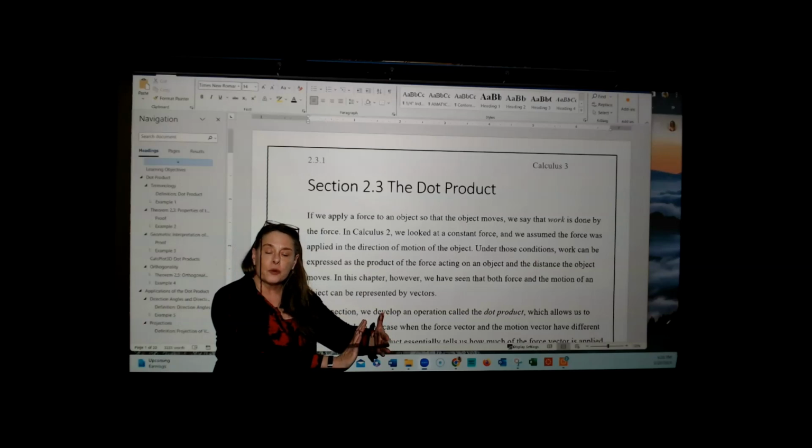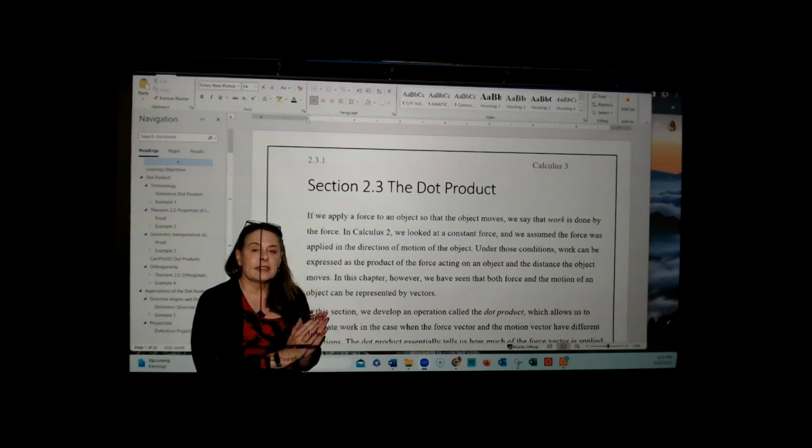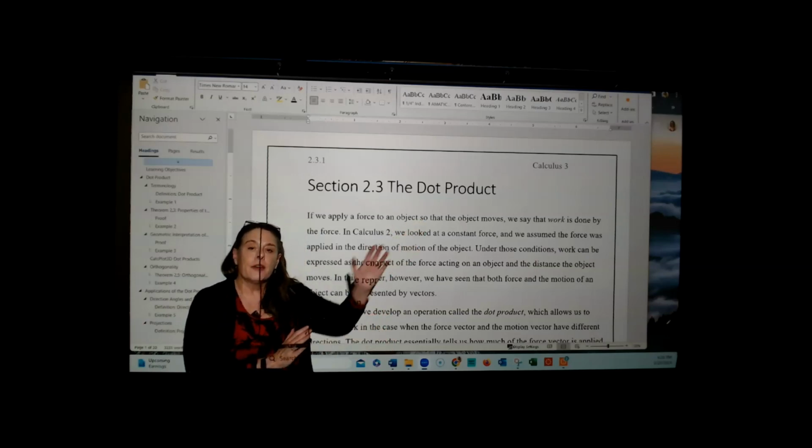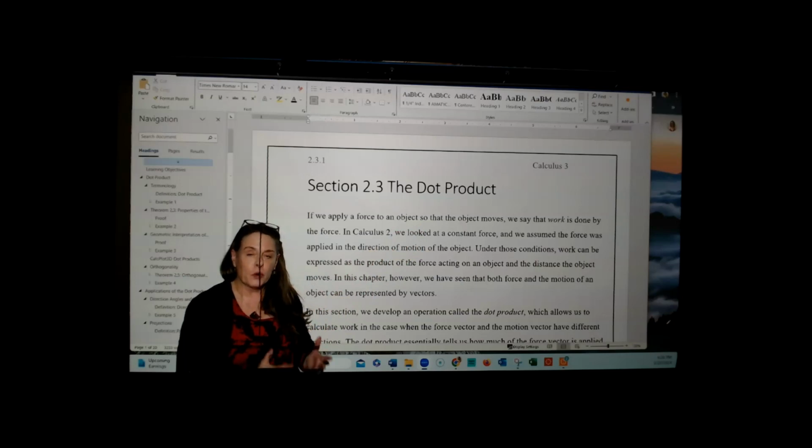We're now going to introduce the dot product, and we'll be able to discover that even if the force is not in the direction of motion, let's say it's off at an angle, we can still find the amount of work done using the dot product.